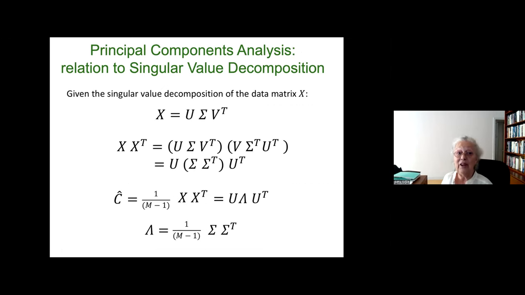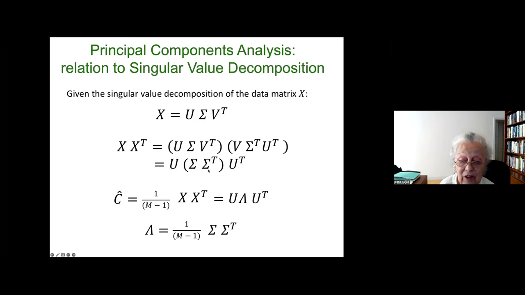So there is a very simple relationship between doing a singular value decomposition and doing a principal component analysis. We thought we could write X as U sigma V transpose. So what is X X transpose? Well, X is U sigma V transpose, and then X transpose is the transpose of this, which will give me the transpose of V transpose, which is V, the transpose of sigma, which is sigma transpose, and the transpose of U. Now, V is an orthonormal matrix, so V transpose V is the identity. So what this gives me is a U all the way to the left, a U transpose all the way to the right, and then this product of sigma and sigma transpose.